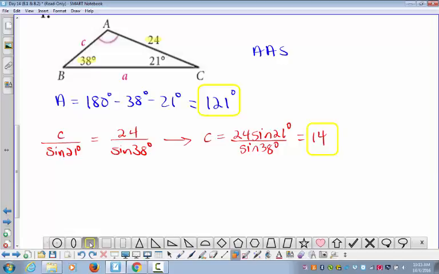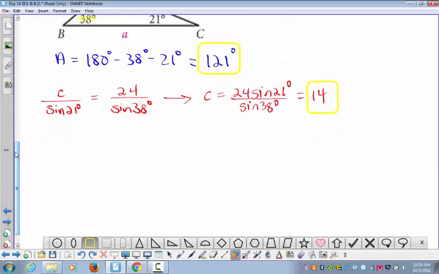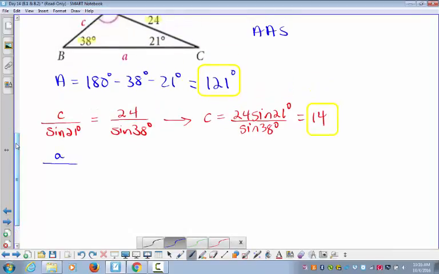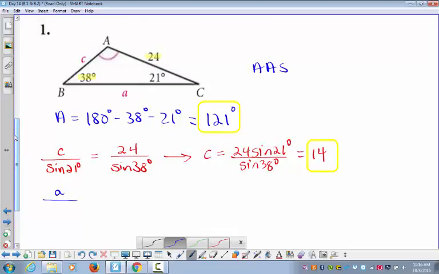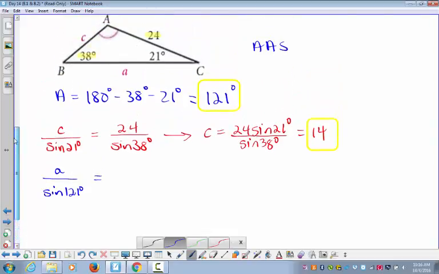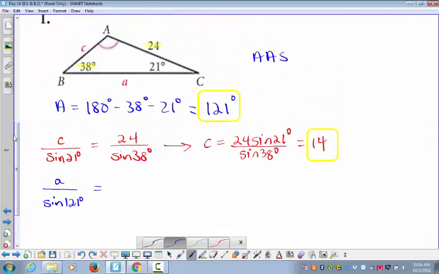We've got only one side left, side A. We'll use law of sines again. We'll put A on top. And then we have to use angle A in the denominator, which is 121, so that's sine of 121. And now here we have a choice. We have to set up a fraction here, a side and an angle that we know. We could use the same one, and that's my recommendation, is that we use that one right there. You might say that, well, we found side C, so we know C and angle C right there. We could use that, but the only issue is that we rounded to get the 14.